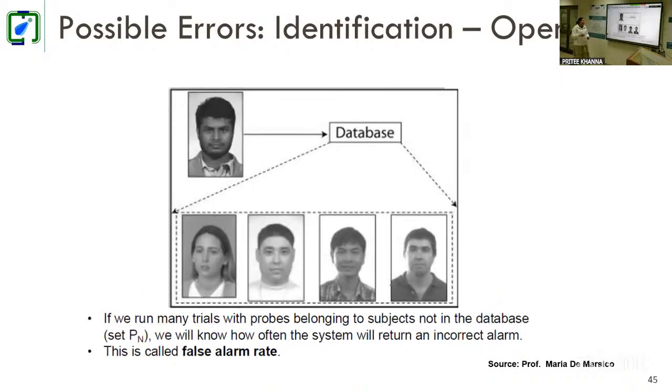Now, if you run many trials with a probe belonging to subjects which are not in the database, then you will come to know about the false alarm rate. Meaning the people are not there, and how many times you are getting a score more than the threshold. That is how many times you are getting a false alarm. So you get that rate.